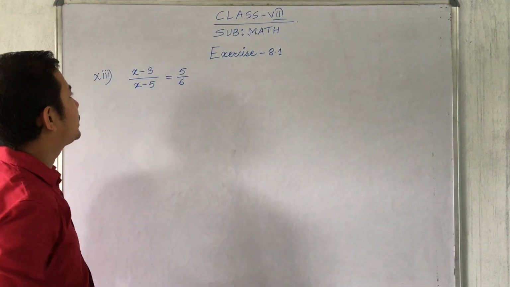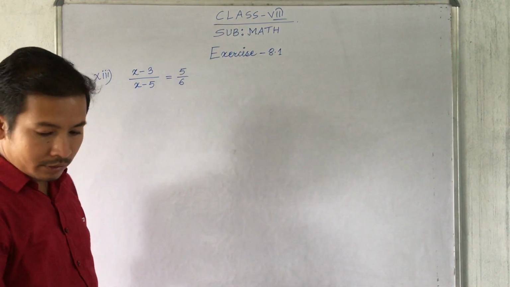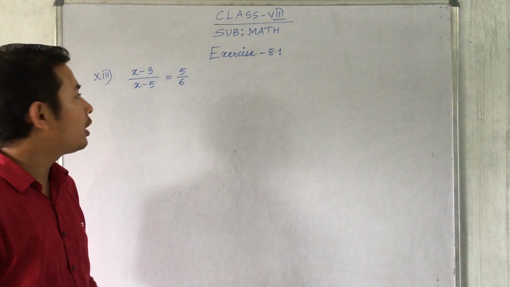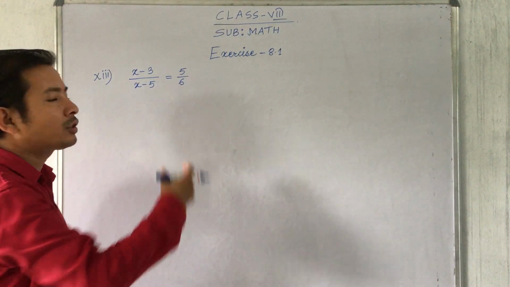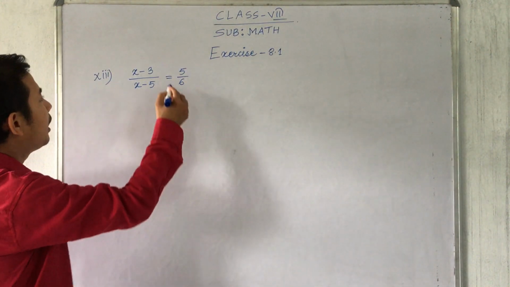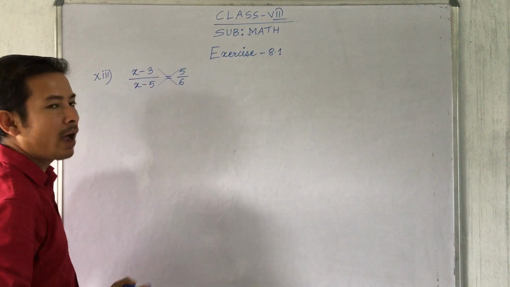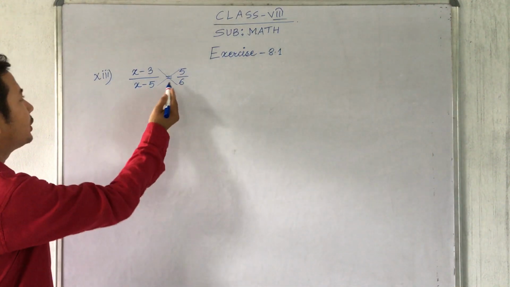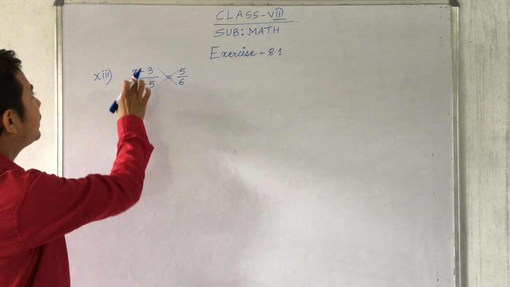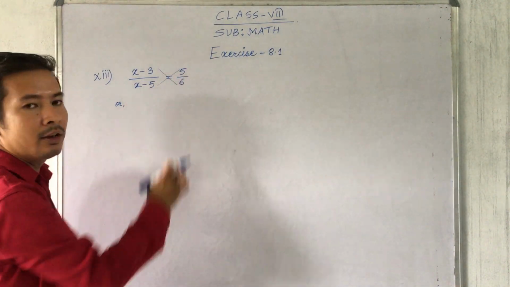So these types of questions, where there is equality in the middle, if you get this kind of problem, then first of all you need to do cross multiplications. Understood? Cross multiplications means we multiply numerator by the opposite denominator, and this way, this way. So there is equality in the middle. First of all we have to multiply x minus 3 by 6 and then x minus 5 by 5.